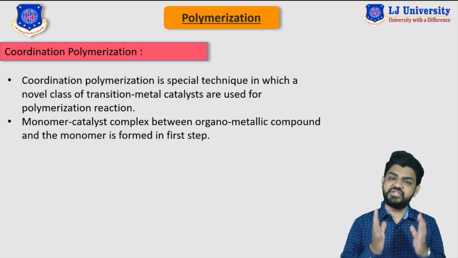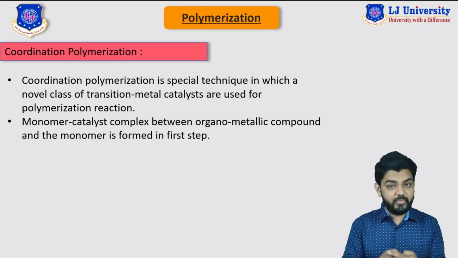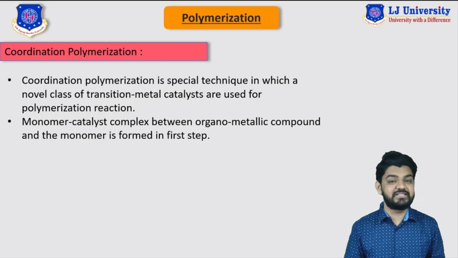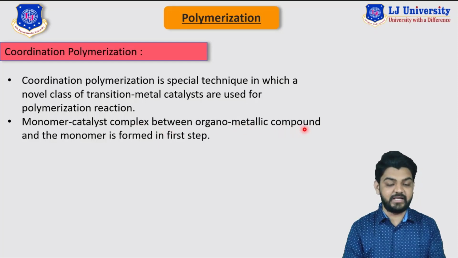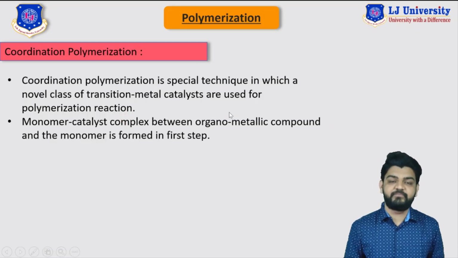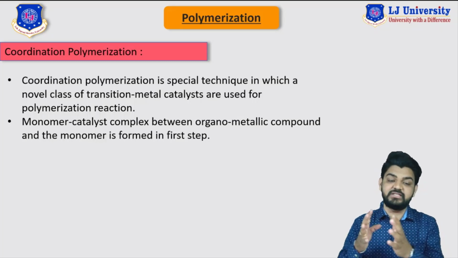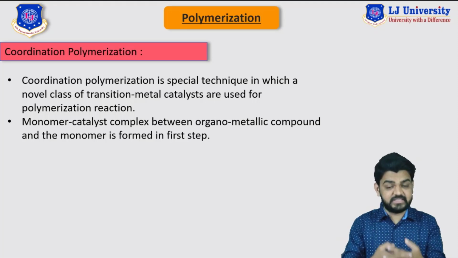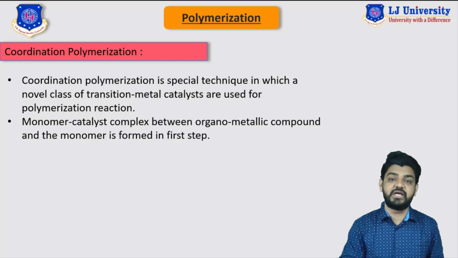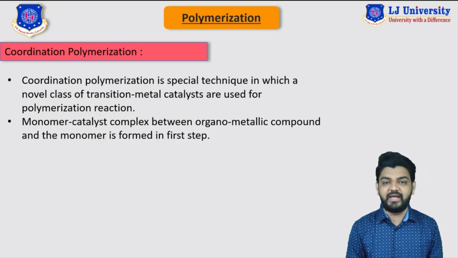So basically these transition metal catalysts are a complex combination of monomer and catalyst. You can see on the screen that a monomer catalyst complex between an organometallic compound and the monomer is formed in the first step. This novel catalyst carries two components: one is the metallic component and the other is our monomer. When both combine together, they form one special kind of catalyst, and this catalyst is used for the polymerization process. This process is named coordination polymerization.